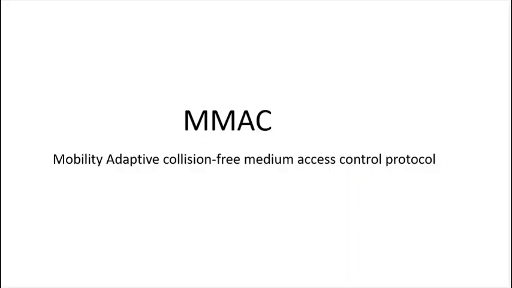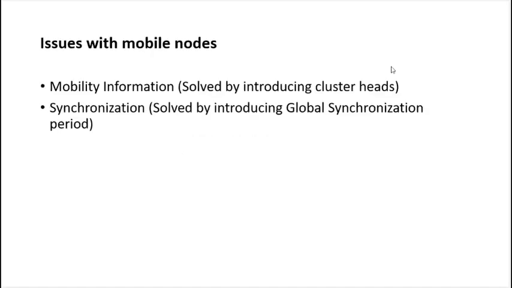Now we will discuss another protocol for sensor networks with mobile nodes: MMAC, which stands for Mobility Adaptive Collision Free Medium Access Control Protocol. As MMAC works like TRAMA in case of static nodes, we will only focus on the part of MMAC that deals with mobile nodes. It faces two major issues, which are mobility information, which is solved by introducing cluster heads, and synchronization, which is solved by introducing a global synchronization period.